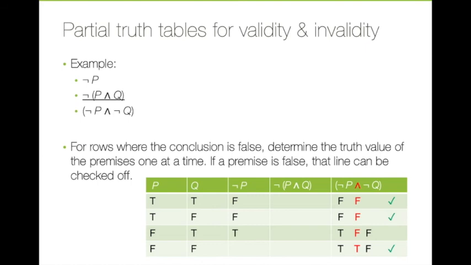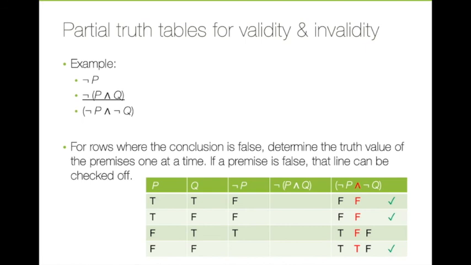Scanning over the truth table, I decided to start with the negation of P, and that's because I could easily see that it would make the premise false in the first two rows. So I knew that P was true in rows 1 and 2, so not P would turn out false. Once we have one false premise on a line, we can check off that row. So we can check off the first and second rows. They can't have all true premises and a false conclusion, so they won't prove the argument invalid.